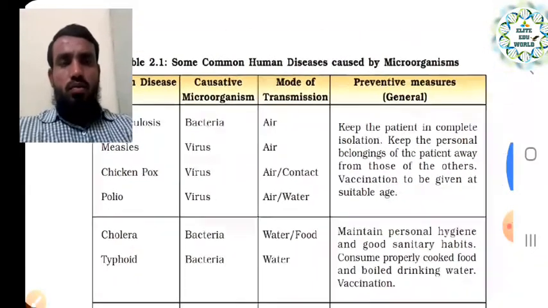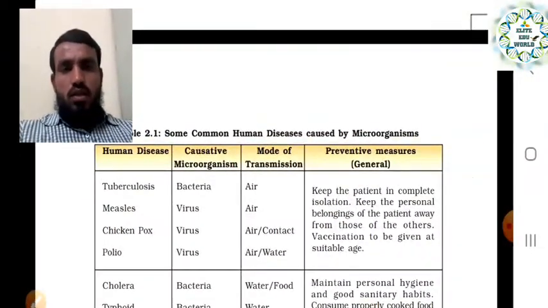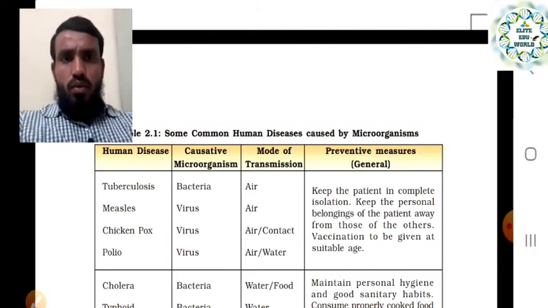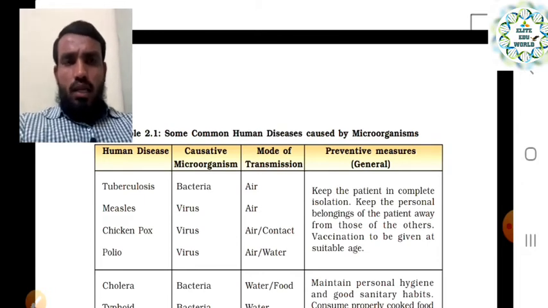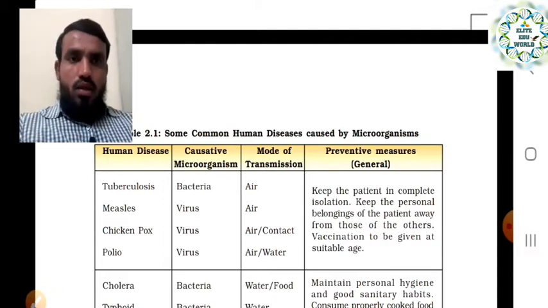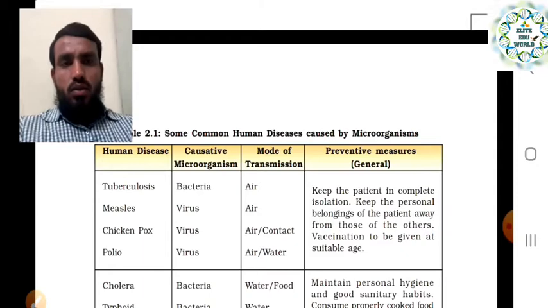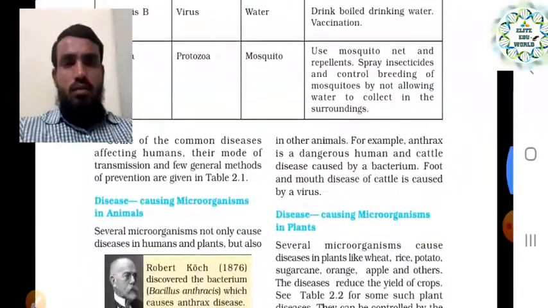On this table we have discussed that some human diseases are caused by which kind of microorganism, from bacteria, virus or algae, and how they can be transferred from one person to another person, or from one place to another place. Then we have seen the preventive measures, so how can we avoid these diseases. This table we also saw in our last lecture.